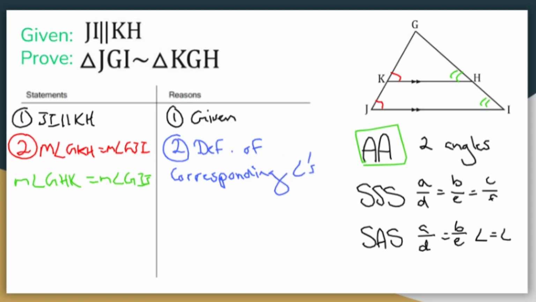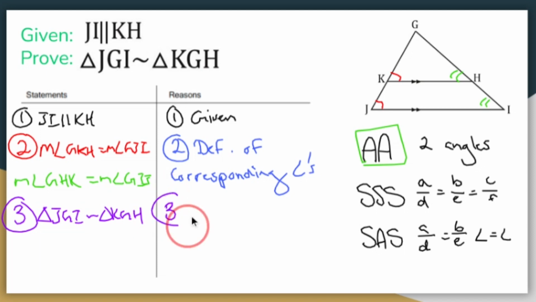Now, if you have a really mean teacher that doesn't accept double A, which is ridiculous, and they force you to do triple A, AAA, then the third angle would be G is congruent to G using the reflexive property. But like I said, we don't need that because we only need 2 angles are the same. And so since 2 angles are the same, we have enough information to say that triangle JGI is similar to triangle KGH. And that is using the double A theorem.